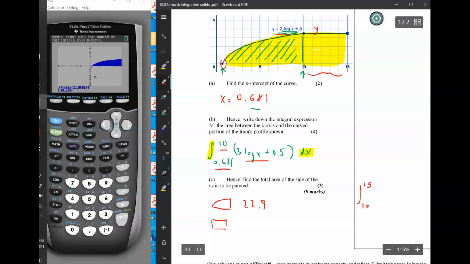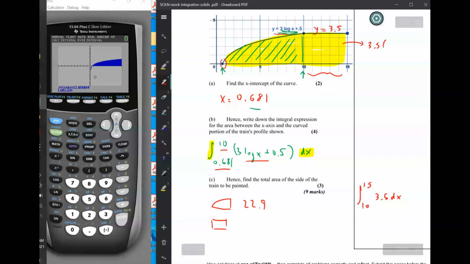Or what is this function? This function is a horizontal line at height 3.5. Remember, it said that the height of the train is 3.5 in the rectangular part. So you would put 10 to 15 and 3.5 dx. If you did this in the calculator, it would give you the answer. But this is a rectangle, so you don't need an integral to calculate the area of the rectangle. You could just multiply length times width, so be careful.